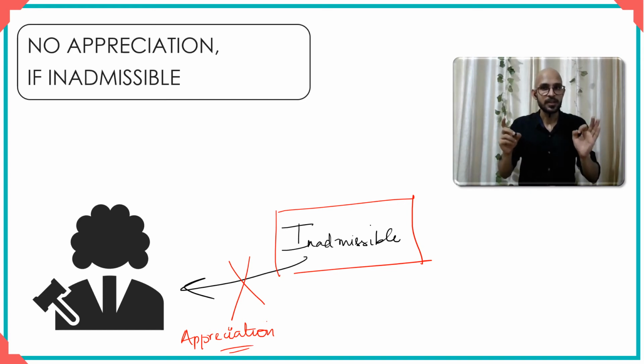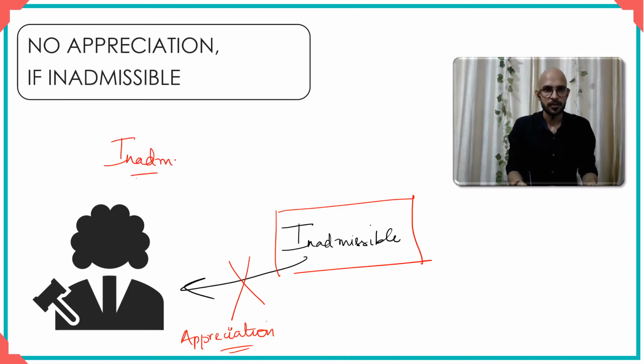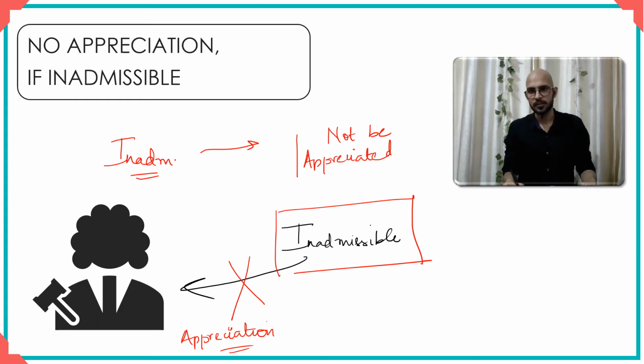Take a moment to think if there is any absurdity in this. You might like to pause the video at this point. My question to you is, do you find anything absurd about what I just said? I said that if a piece of evidence is found to be inadmissible, it means that it will not be considered by the court for appreciation. If something is inadmissible, it will not be appreciated. Do you find something a little odd in this? Let me explain.